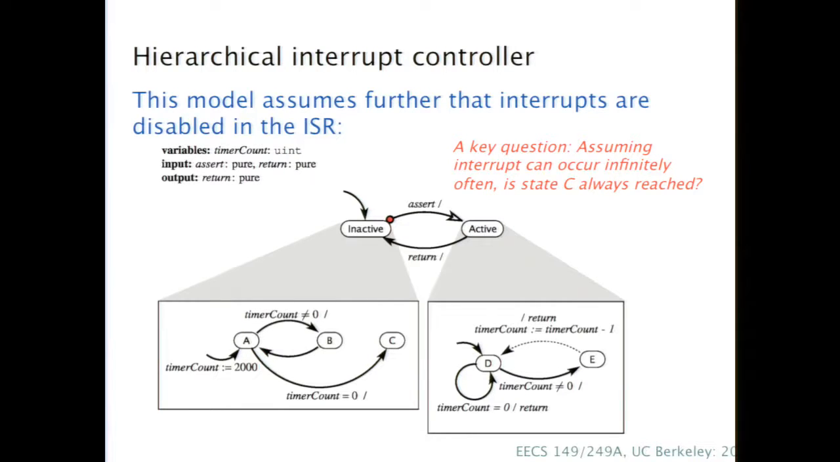So now we have a formal model. We can ask a formal question, and there is one answer. Either C is always reached or C is not always reached. There's no two answers here. It's not subject to human interpretation anymore. So what's the answer?